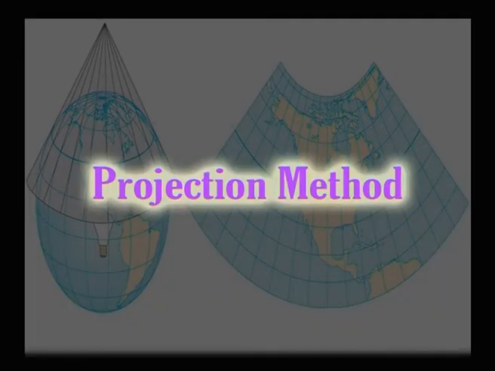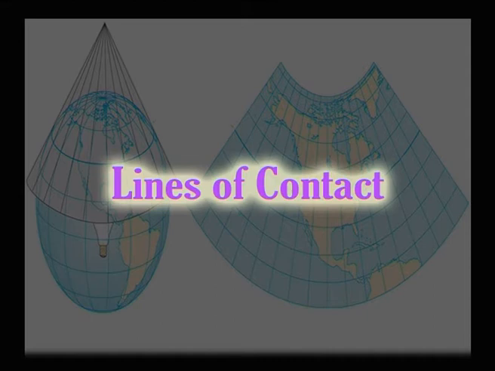Projection method. It is a cylindrical projection with central meridian placed in a particular region. Lines of contact.